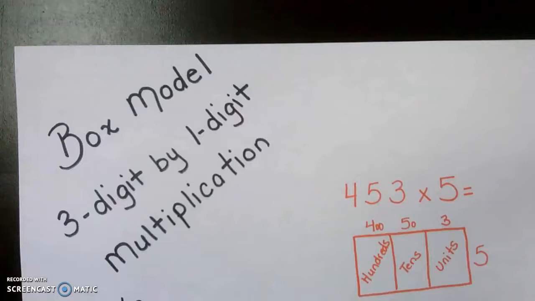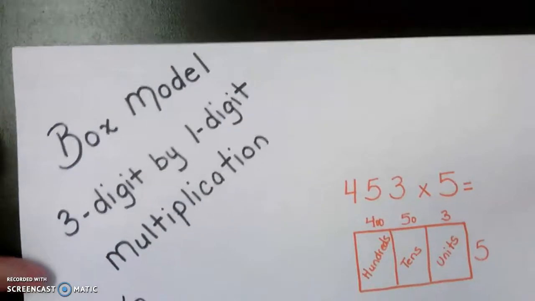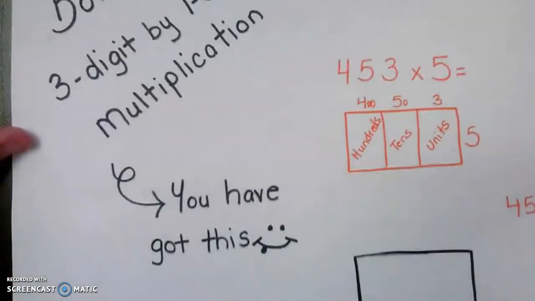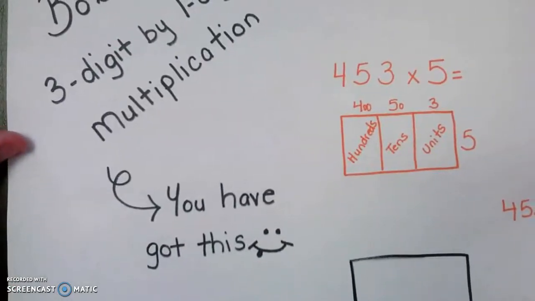So if you're feeling a little bit worried about this, don't be. We are here to walk you through it, and remember that if you need anything, we are here to help you. Just reach out and we'll be there for you. So you can see here that I'm going to explore the box model with 3-digit by 1-digit multiplication. And you have a nice little note from us saying you have got this, because you do.